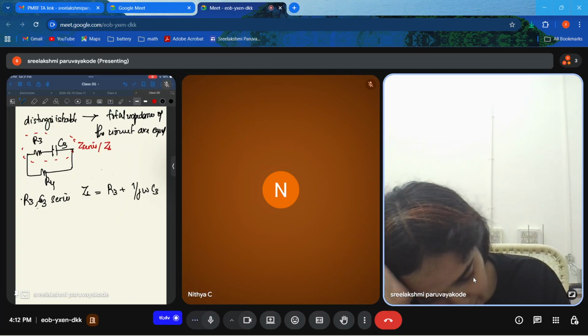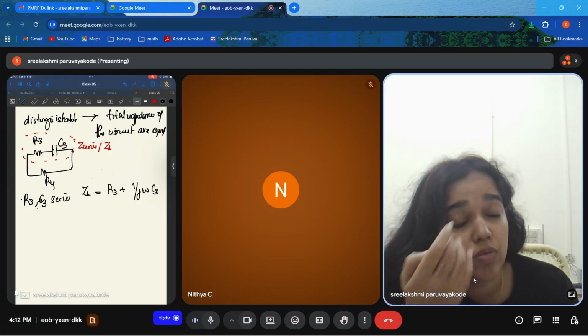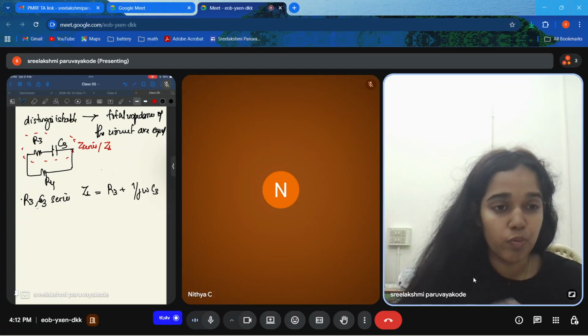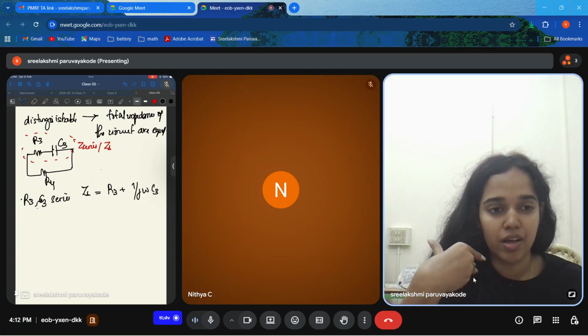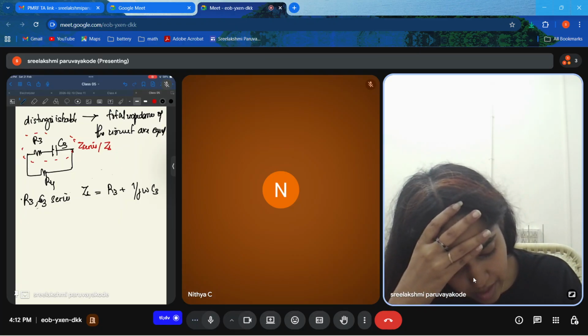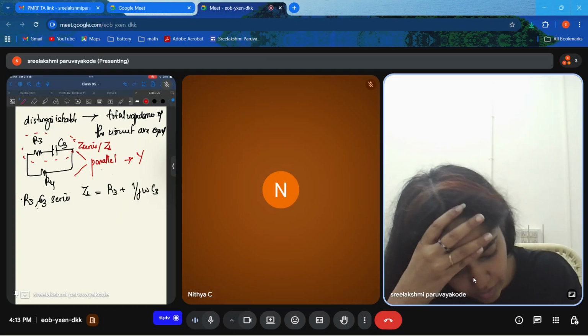Now, this entire thing is in parallel to resistor 4, right? So when the two networks are in parallel, it is always good to solve it in admittance mode, because in admittance mode, when they're in parallel, you have to add up. It's basically the opposite of solving in impedance mode. So for that, this line and this line, I'm going to solve. They are in parallel.